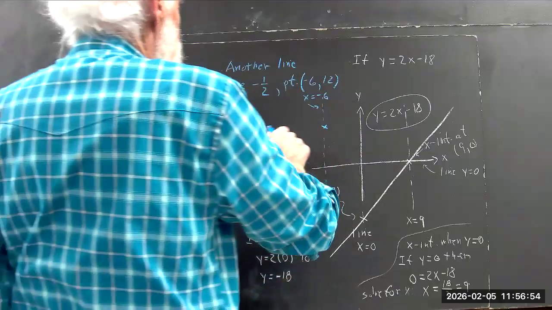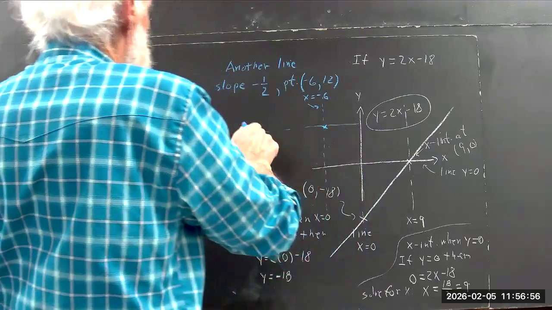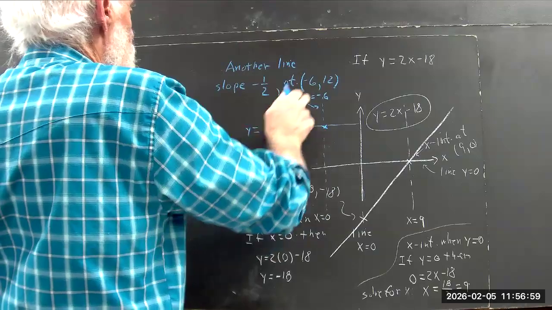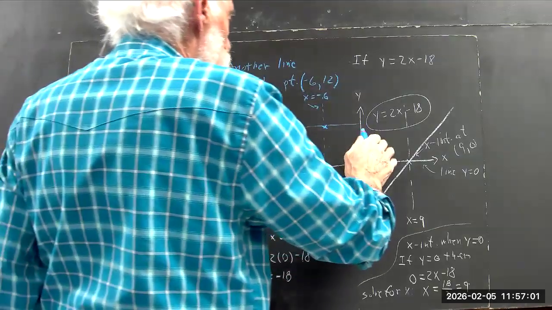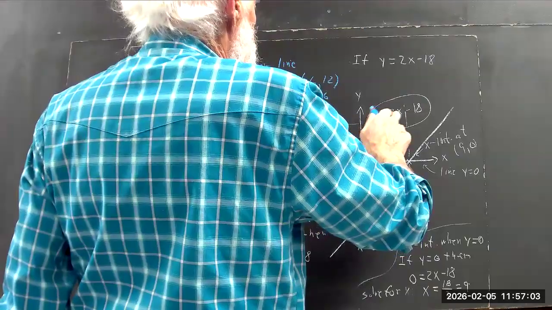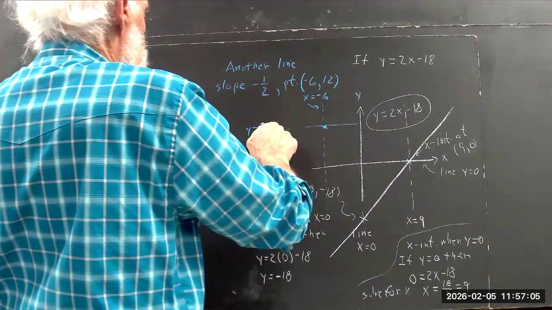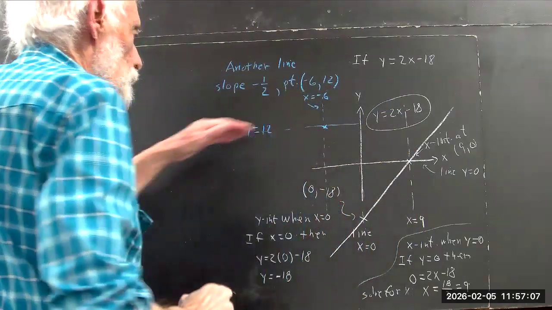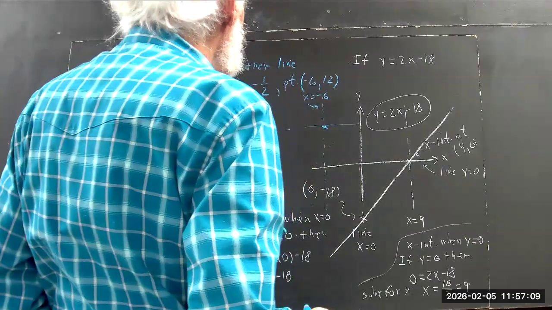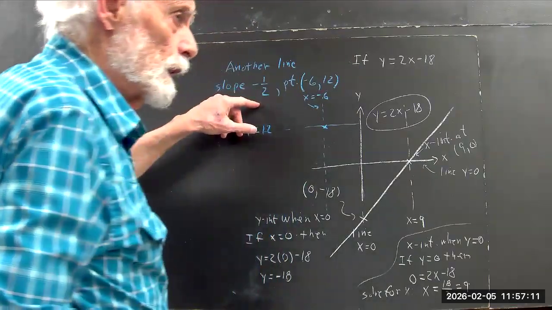that attempts to indicate the point negative 6, 12 on the same graph as I have for y equals 2x minus 18. So that's the line, horizontal line y equals 12. And the slope is negative 1/2.